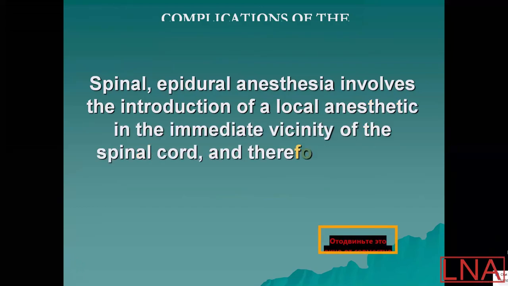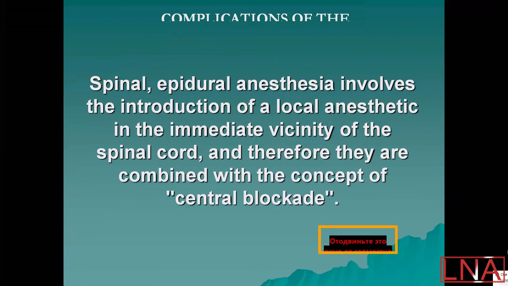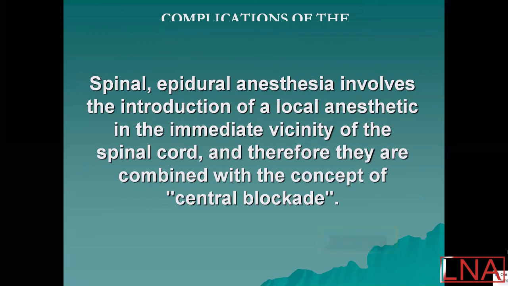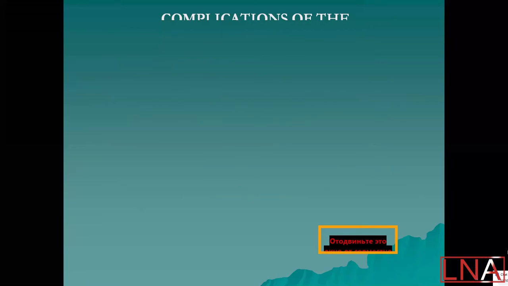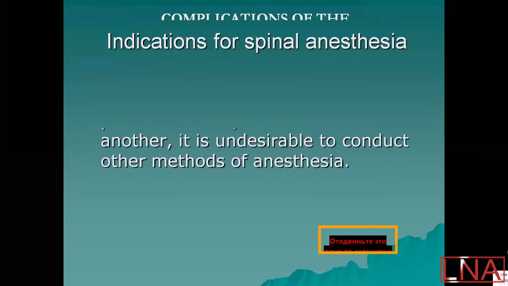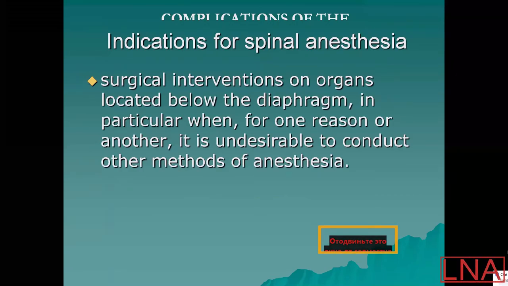Some words about spinal and epidural anesthesia. Spinal and epidural anesthesia involve the introduction of a local anesthetic in the immediate vicinity of the spinal cord, and therefore they are combined under the concept of central blockage. Indication for spinal anesthesia: surgical intervention on organs located below the diaphragm, in particular when for one reason or another general anesthesia is undesirable.